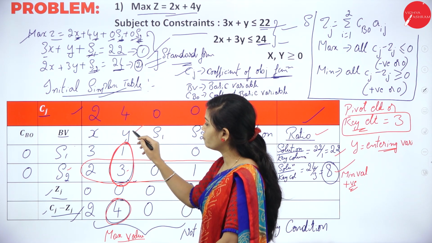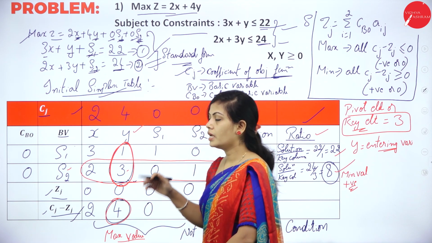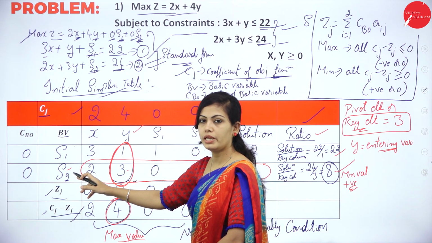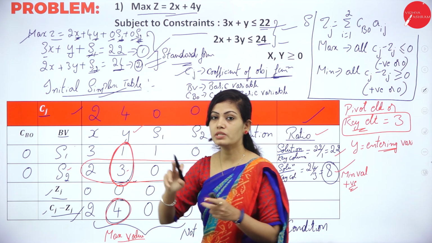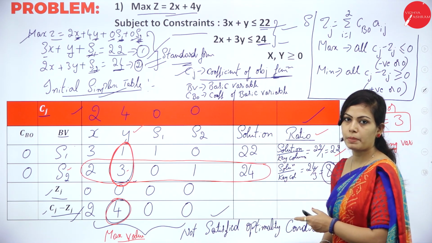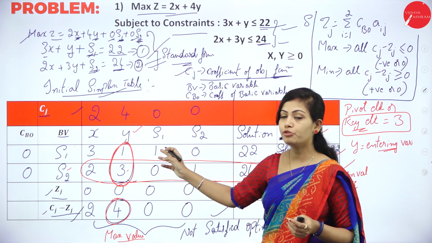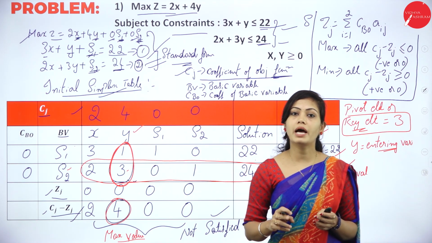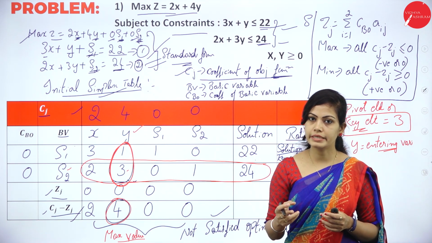So what is the coefficient of y? The coefficient of y is 4. In the next iteration, I will write the coefficient of y and I will write the incoming variable. I will delete this leaving variable. So this is your simplex method concept. Listen carefully. This is your initial simplex table. In the initial simplex table, you have to find the entering variable and leaving variable. This entering variable and leaving variable is very important for proceeding to the further tables.